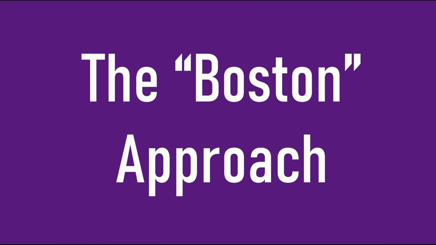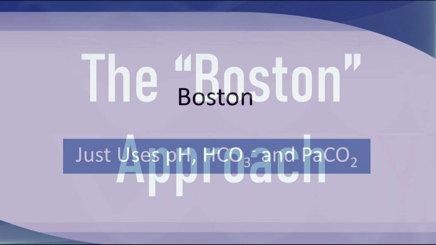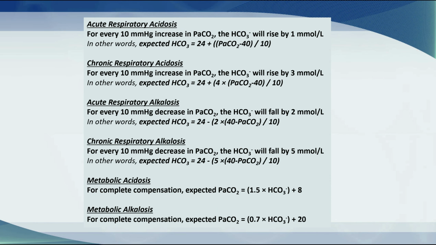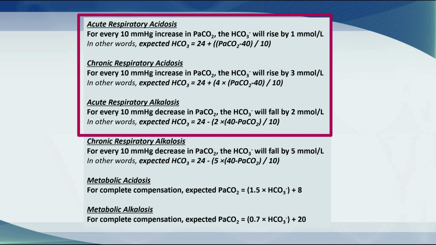The Boston approach, which is based on the work of Brackett, Schwartz, Relman, and Winters from the 1950s running into the 60s, is all about bicarbonate, pH, and CO2. They developed a series of rules based on observations of patients where they were able to figure out what should happen to the CO2 and the bicarbonate when the pH changes. And we've looked at some of these rules already in the previous tutorials.